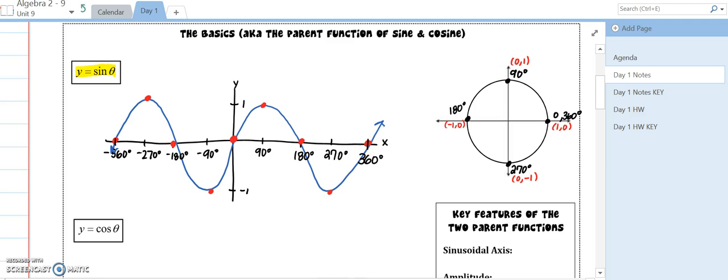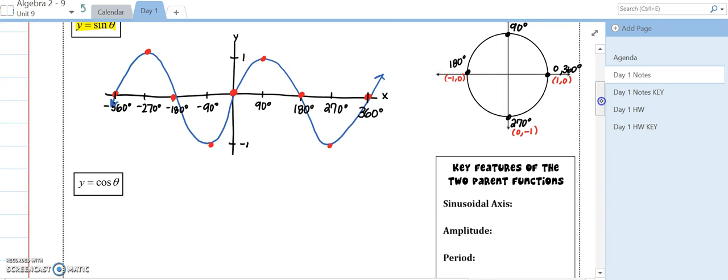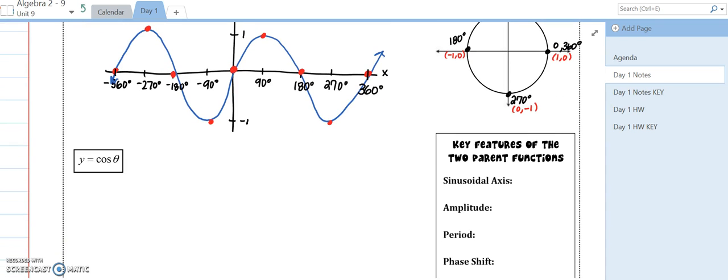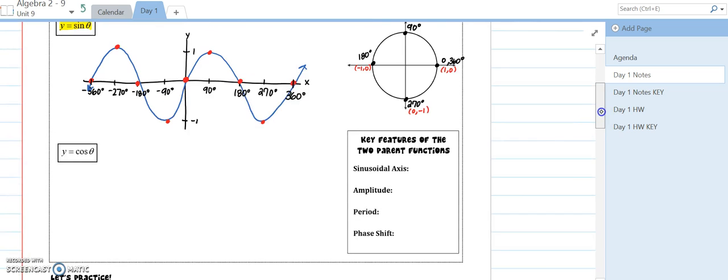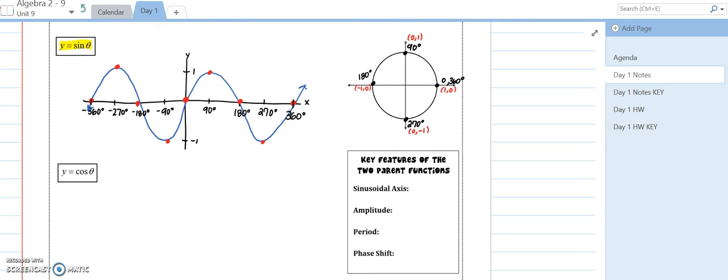So the pattern continues, and if we extended beyond 360 degrees and instead of just making one loop, made a few more, this wave would continue. So it's a continuous function, meaning I can trace along this whole graph without ever lifting my pen. Now if we do cosine, I'll zoom out so we can see our unit circle a little bit. We're going to have the same thing. So we want our x and our y-axis drawn.